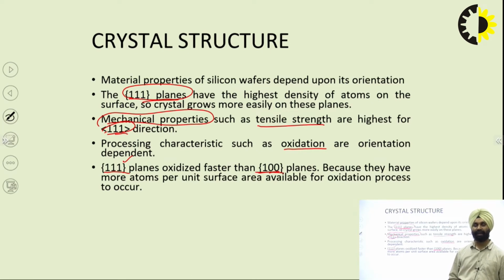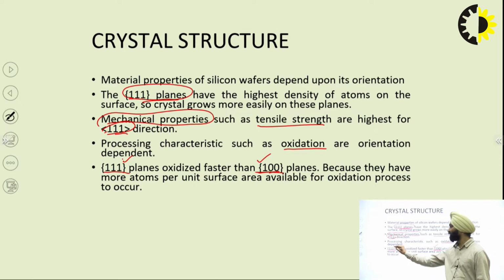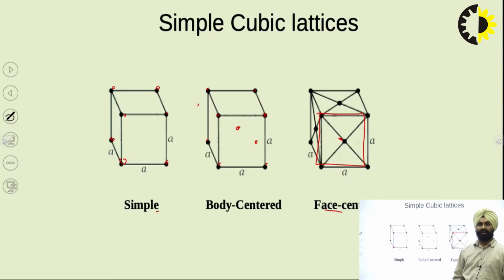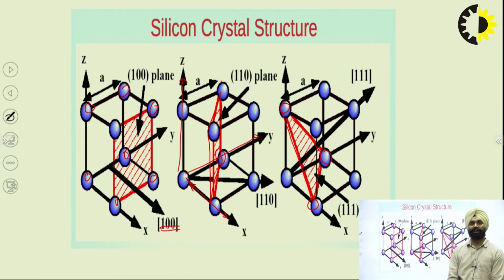So when we grow an epitaxial layer, this will not be preferred because of its properties. This epitaxial layer will form oxidation if we go with the 111 orientation. So we need the 100 orientation. With this one, we can form the required lattice structure for wafer growth as well as for epitaxial growth.